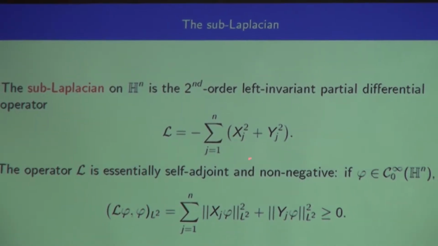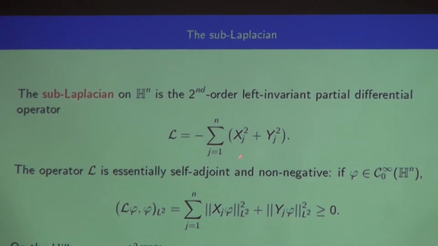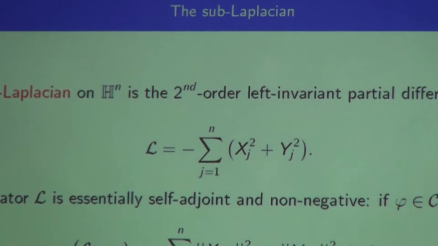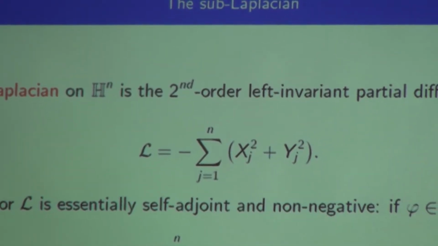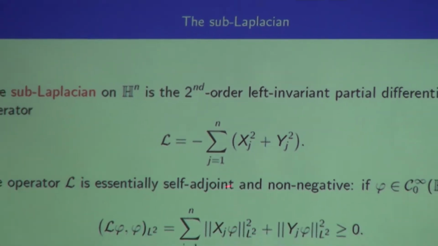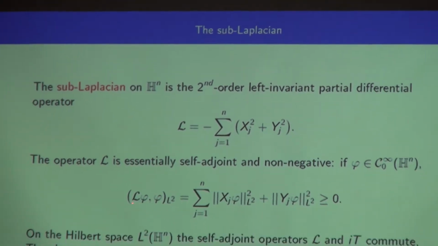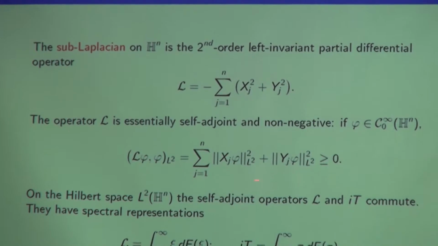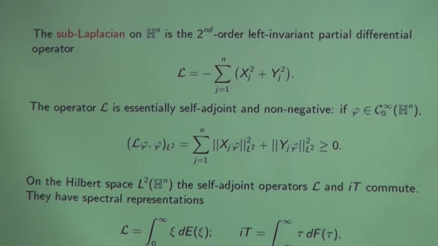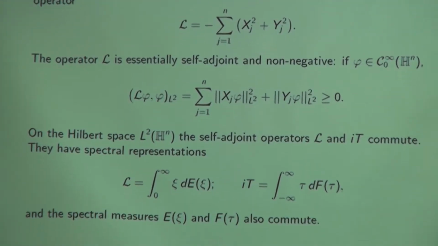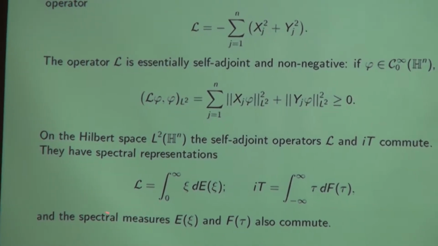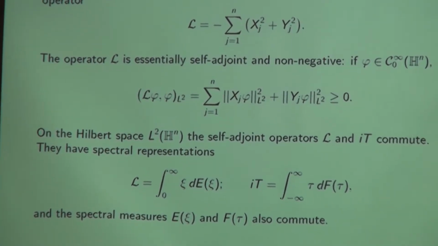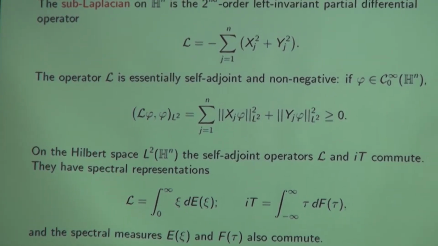Notice that we're dealing with this underlying space of dimension 2n plus 1, but we're really only dealing with 2n operators here, right? And now I claim that this operator is essentially self-adjoint and non-negative. If you integrate by parts, one sees that the inner product of Lφ with φ is always bigger than or equal to 0.